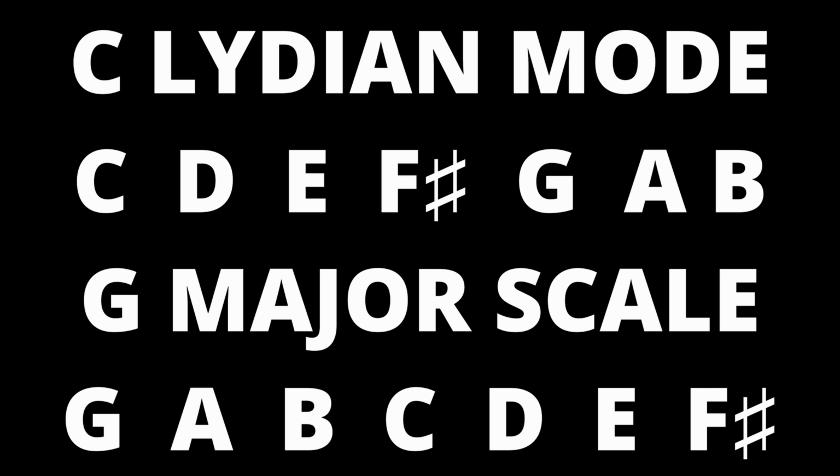Lydian is an interesting mode that can cause a few problems for songwriters. This is because it is harmonically unstable. Every mode has a major scale with the same notes. For example, C Lydian has the notes C, D, E, F sharp, G, A and B. And G major / Ionian has the notes G, A, B, C, D, E and F sharp.